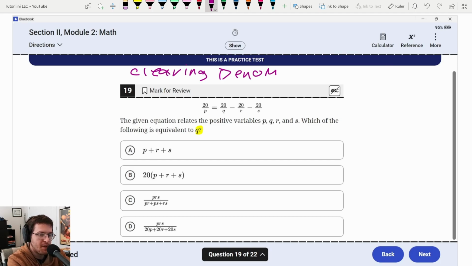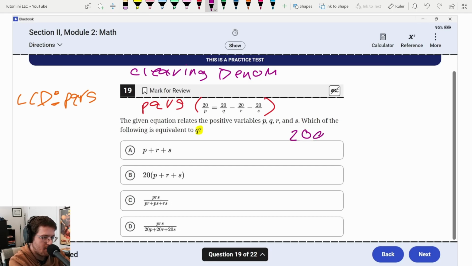Anyway, the denominators are P, Q, R, and S. Well, there's nothing in common, right? So the least common denominator is just all of them multiplied together. So the LCD is just PQRS. So we're going to multiply the entire equation by PQRS. So on the left side, 20 over P, the P's go away, and you're left with 20QRS.